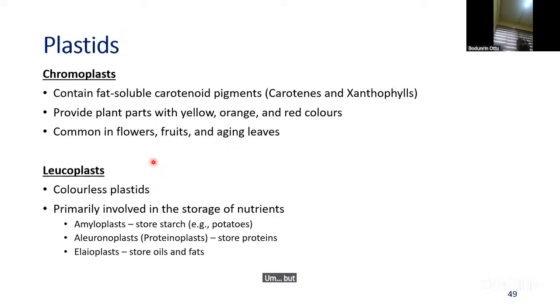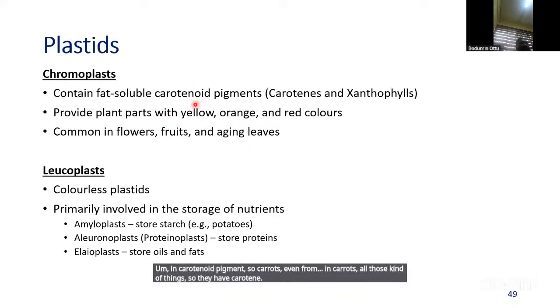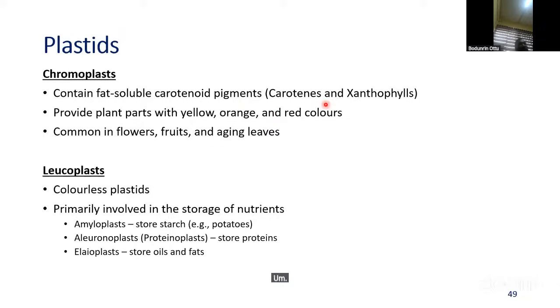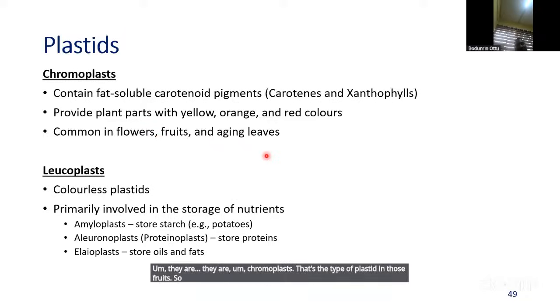But you would find chromoplast in fruits, in carotenoid pigments, so even in carrots, all those kind of things. They have carotene. They are chromoplasts. That's the type of plastid in those fruits. So carrot, pawpaw, and all those kind of things.